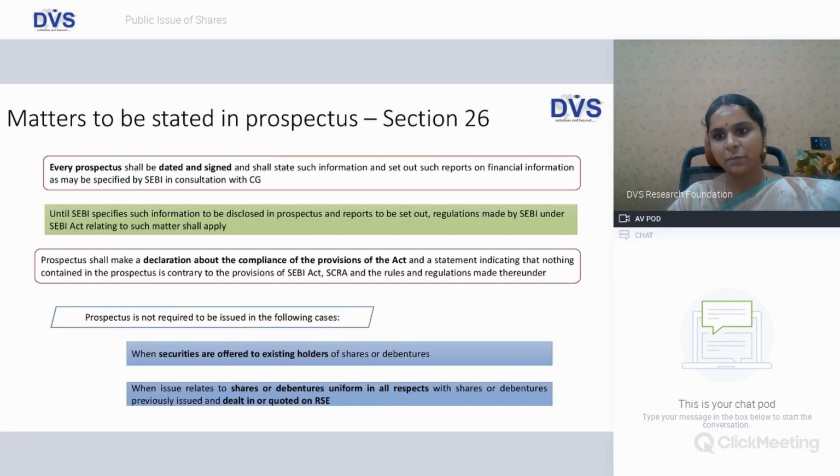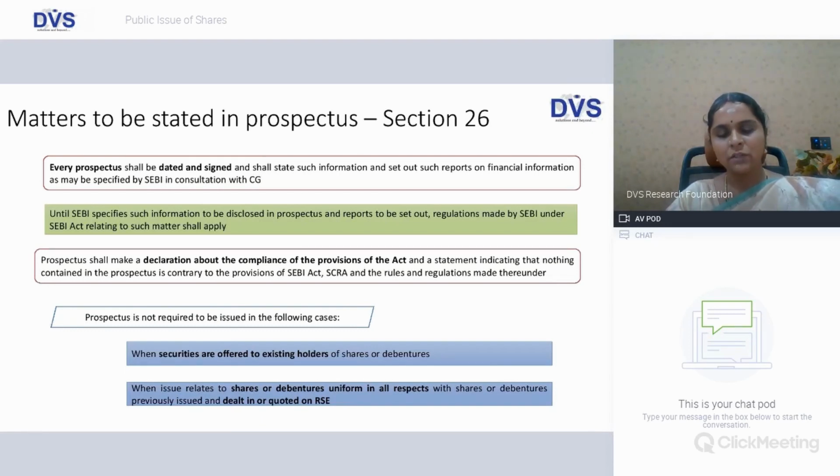What are the contents in a prospectus? Section 26 provides the detailed list together with the rule. Every prospectus shall be dated and signed, and it shall state such information and also the report on financial information as may be specified by SEBI in consultation with the central government. And until the date SEBI provides such information to be set out on the financial matters, the regulations made by SEBI along with the SEBI Act 1992 shall prevail.